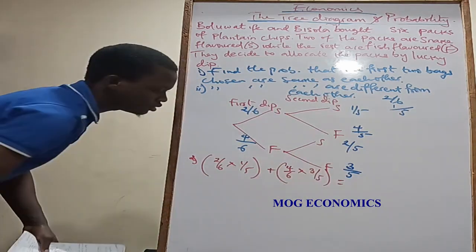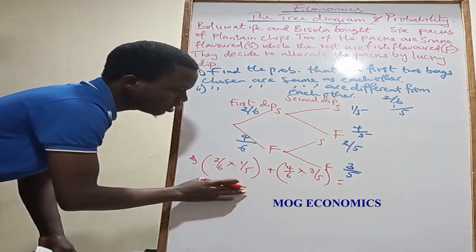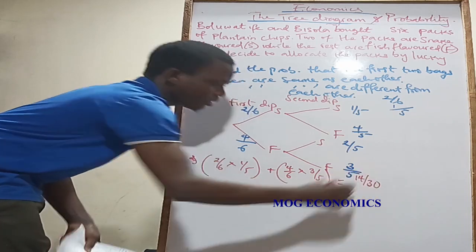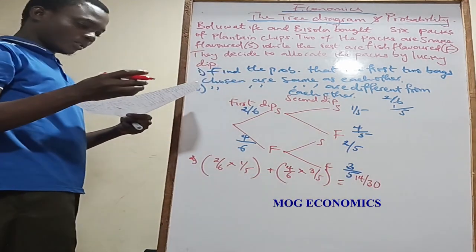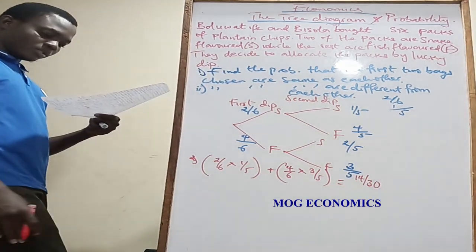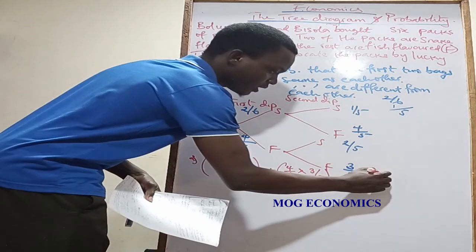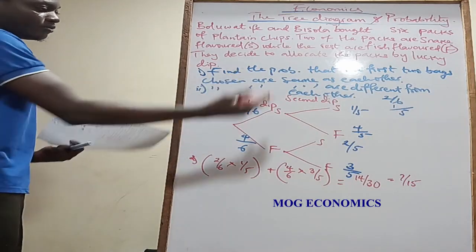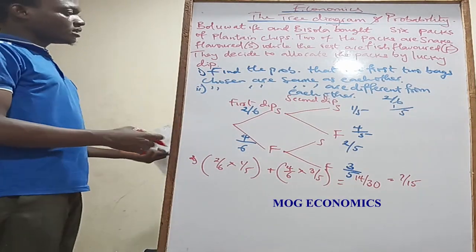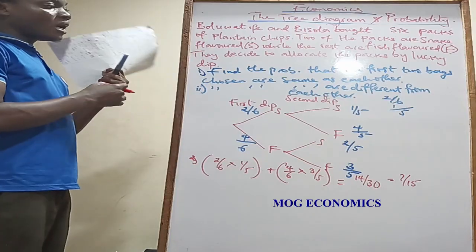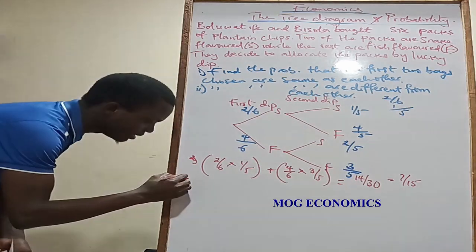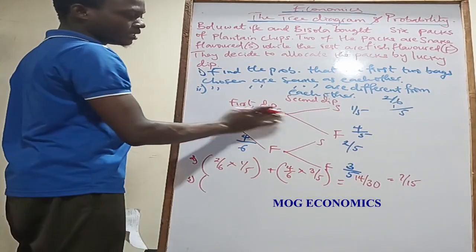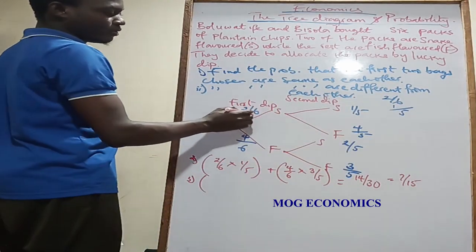And then the answer is going to be, I think, 2/30 plus 12/30, and that's going to give us 14/30. Is that the answer? 14/30, right? And then you can divide this to give you 7/15. So you see that it's easy once you've done the tree. And the second one says, find the probability that the first 2 balls chosen are different from each other. Which means if this guy is S first and this one is F, then we are doing 2/6 times 4/5.